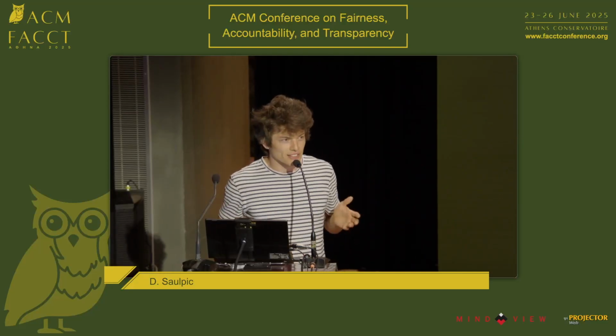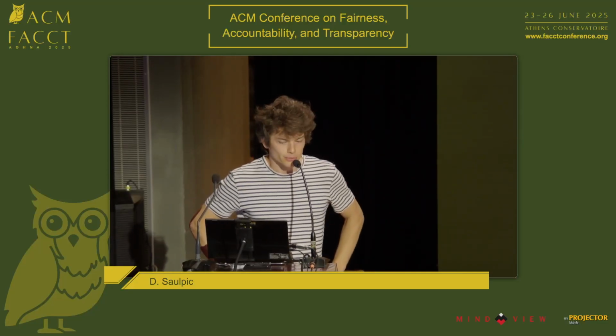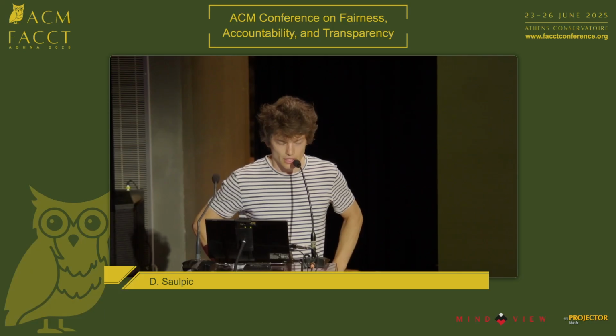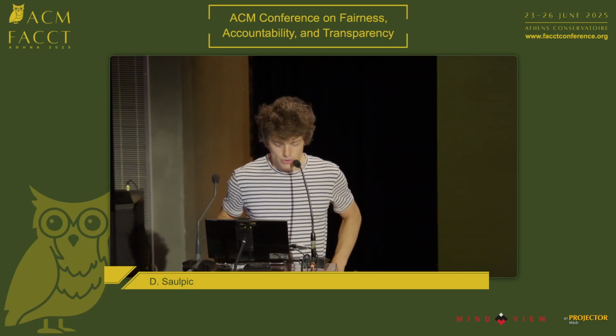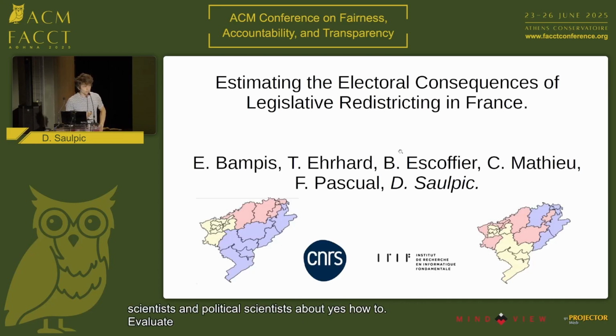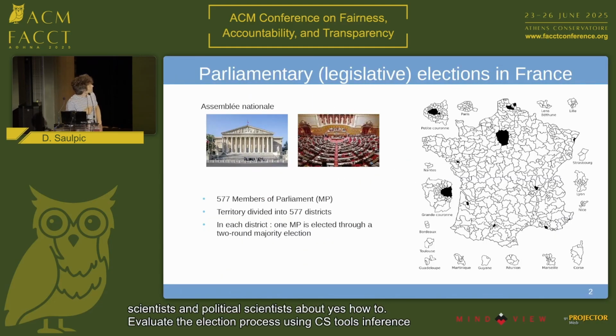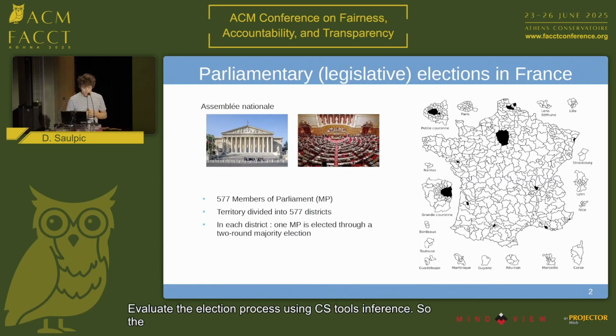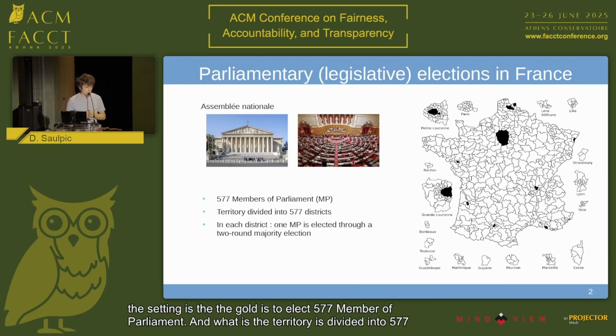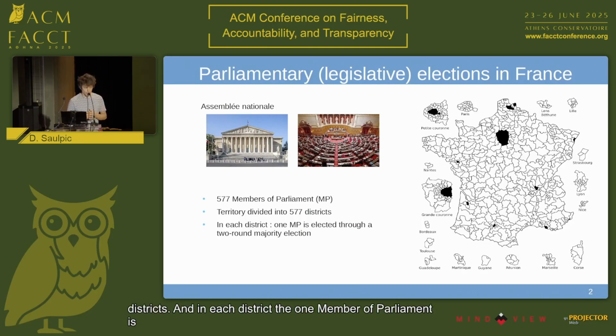Okay, before the slide, this is a joint work between computer scientists and political scientists about how to evaluate the election process using CS tools in France. The election we're focusing on is the parliamentary elections. The goal is to elect 577 members of parliament, and for this, the territory is divided into 577 districts. In each district, one member of parliament is elected through a two-round majority process.